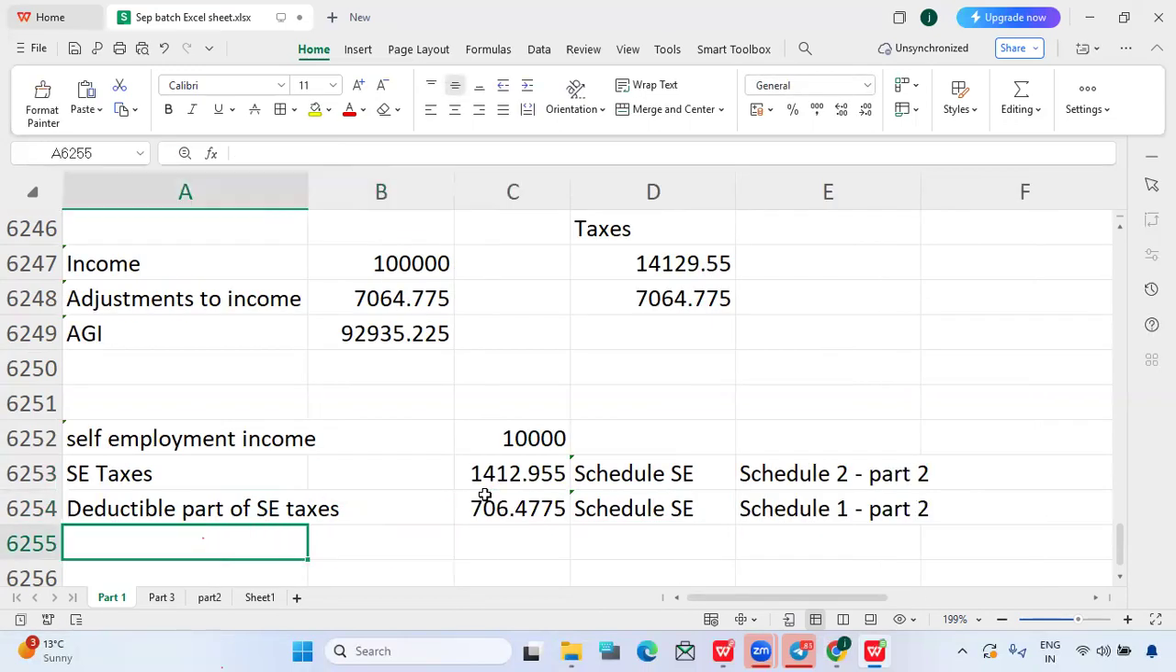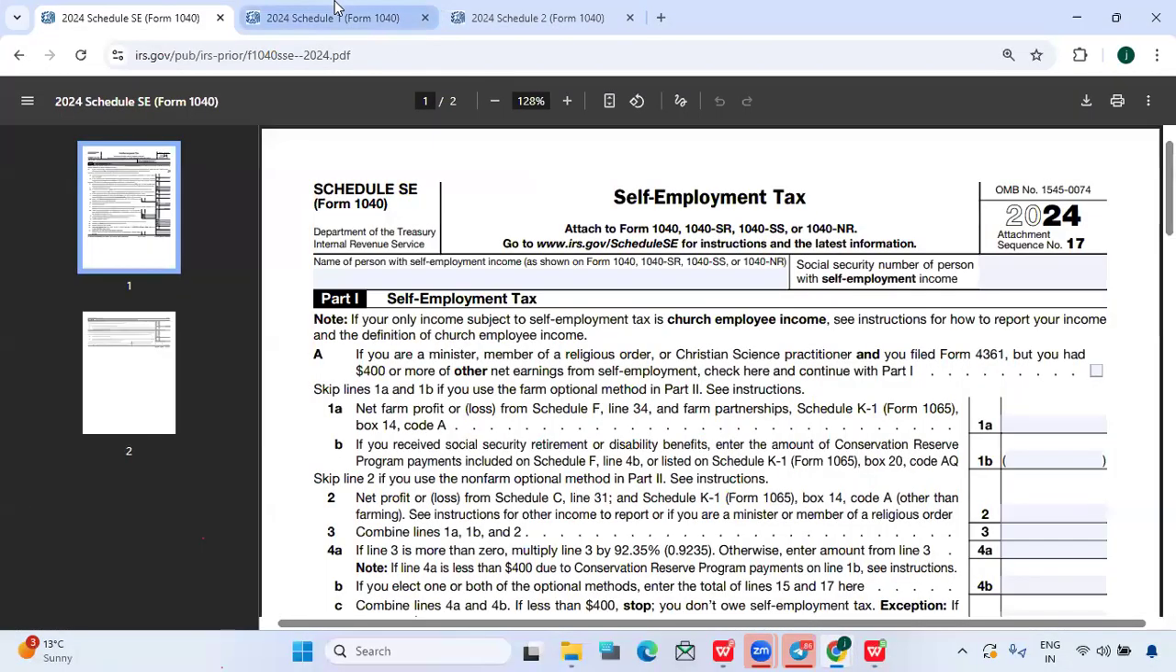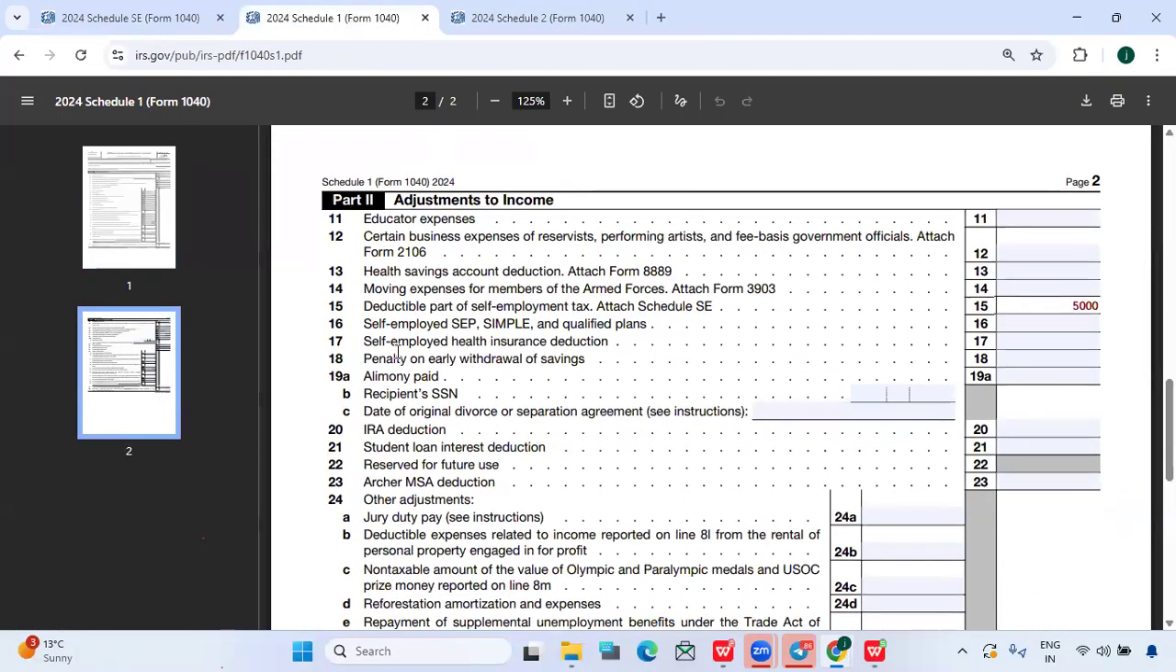Now, another important area on the same part, Schedule 1, Part 2. Let me show you this. You can see one more important line item, which is the deductible part of self-employment taxes, which we have seen, and the self-employed health insurance deduction. This is very important. You will definitely see questions on the deductible part of self-employment taxes and the calculation of the self-employed health insurance deduction.